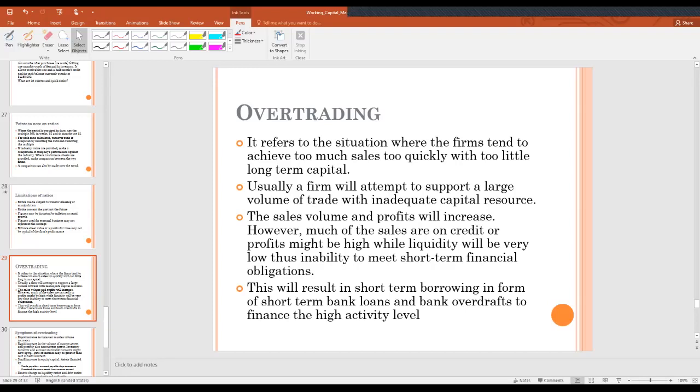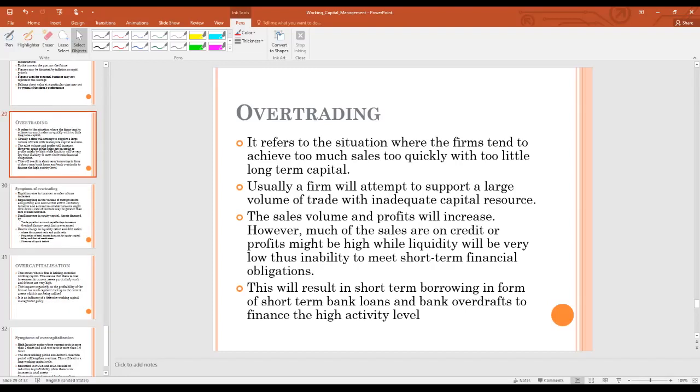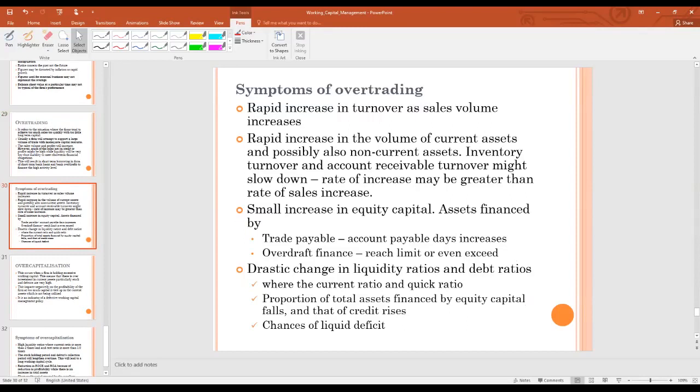Now, most of the time, from experience, the examiner is going to ask you to carry out analysis on a company and determine whether this company is overtrading. What do we do in that case? We need to know first of all what the symptoms of a company that is overtrading are. If you look at these symptoms, can we draw a conclusion that this company is overtrading or not?